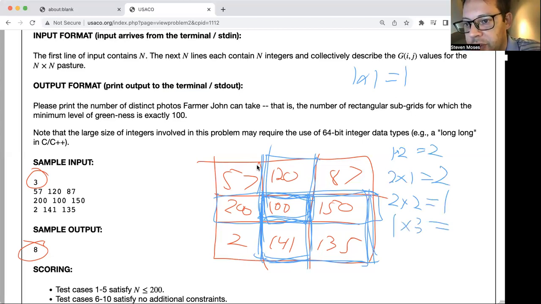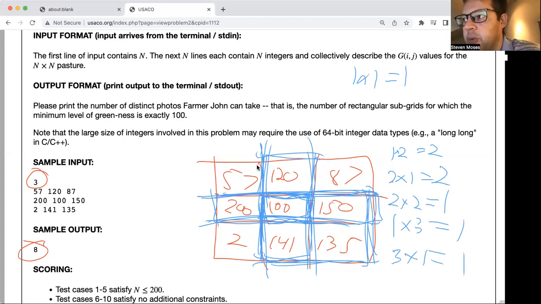Next, I have 1 by 3s, 1 row, 3 columns. This entire middle row here is a 1 by 3. There's one of them. And last is 3 by 1s. That's going to be this whole middle column, 1. So those are the regions we're trying to identify.